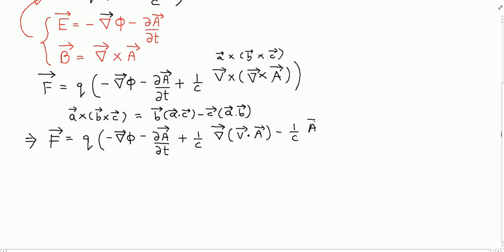C A, yeah, A vector dot V vector, and then CAB. So B is here. Okay, so this is what you get, but we know that the gradient operator will act on this scalar, because dot product of two vectors is going to be a scalar.